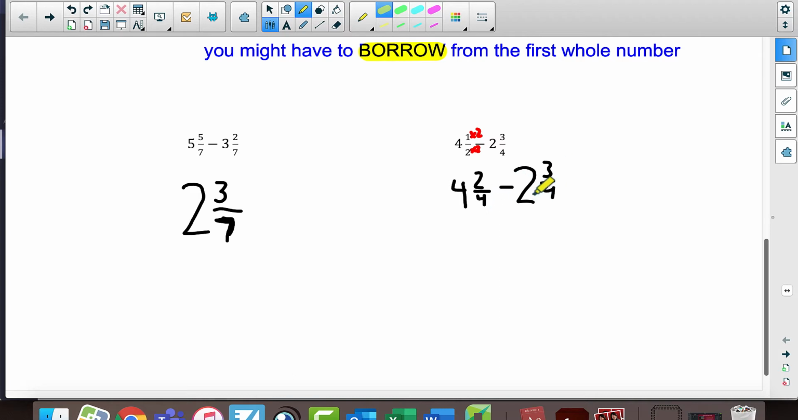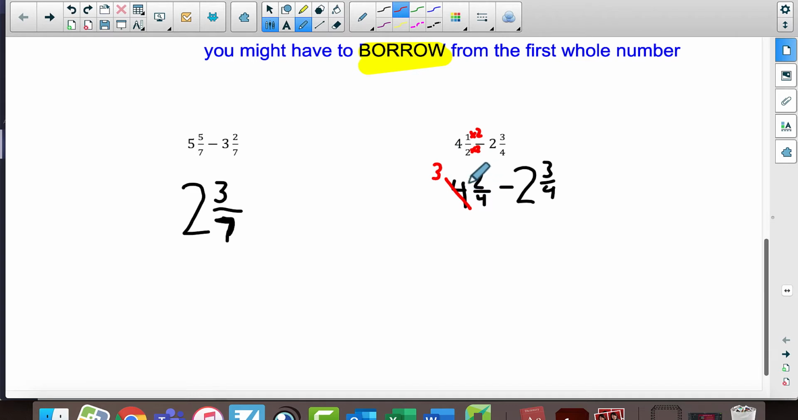It gets very complicated. So this is where you need to borrow from the first whole number. You need to borrow from the 4. So this takes a couple tries till most people get it, but you can get this if you try. What you're going to do is you're going to borrow 1 from the 4. So your 4 is now going to turn into 3.